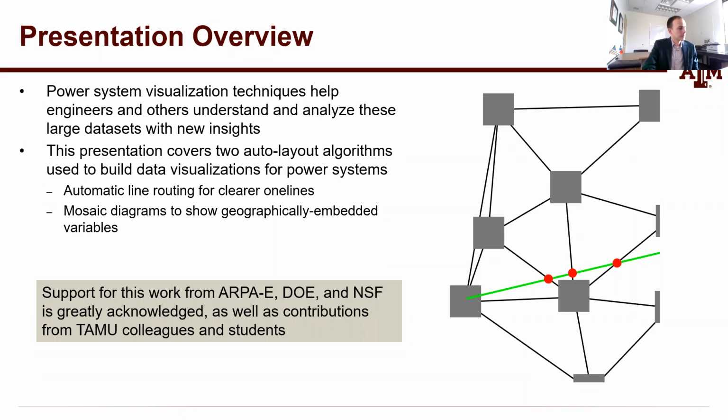The two topics that I want to talk about today are two different algorithms for visualization. The first is called automatic line routing for clear one-line diagrams. This has to do with building one-line diagrams and routing the lines in a way that will make them easier to see and understand how the network is laid out. The second is the concept of mosaic diagrams, where we show geographically embedded data in a way that's non-overlapping and can give you a geographic sense of some kind of discrete data. So I'm going to talk about those two methods today.